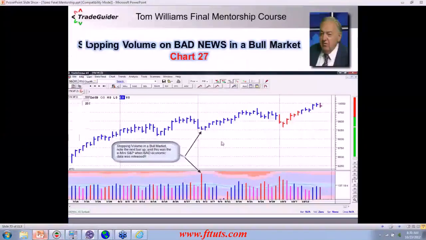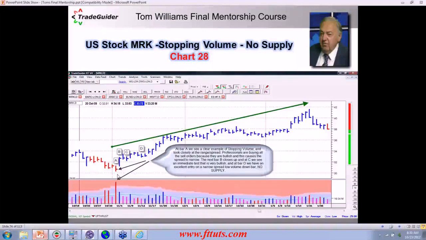But Tom, stopping volume. Okay, this is another good example of it. Almost a big down move. Stopping volume and shakeouts tend to do the same thing. They mark the market down on stopping volume to buy more. Here's Tom who'll explain stopping volume.